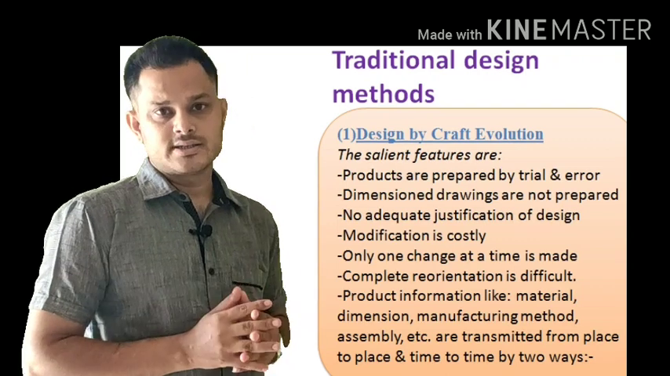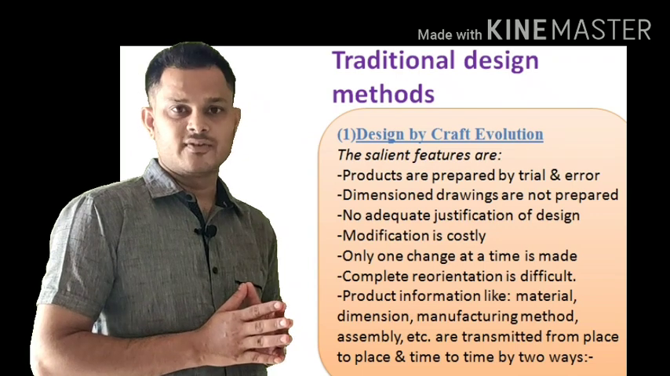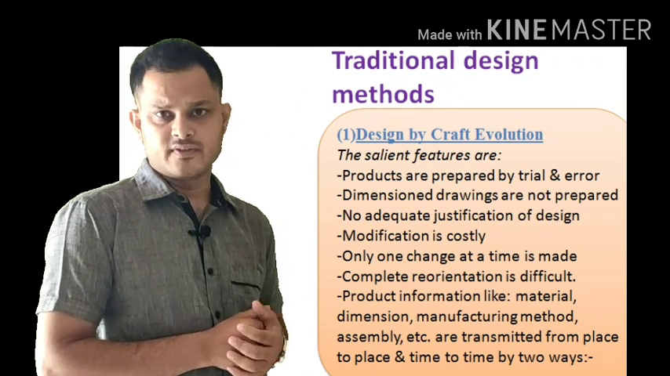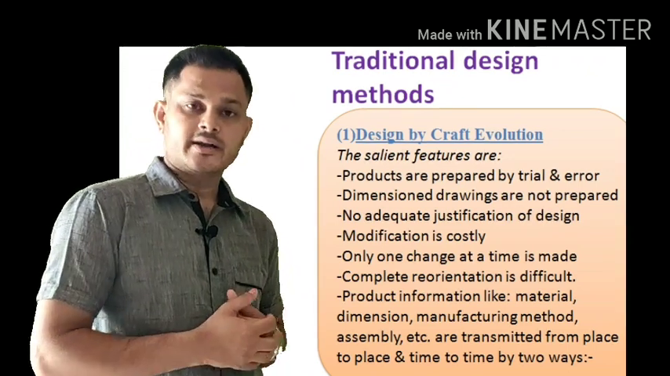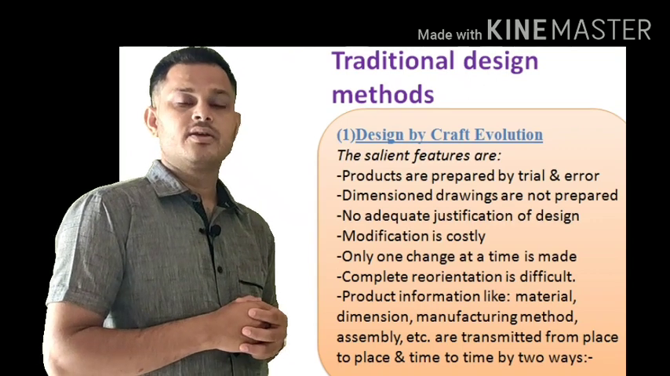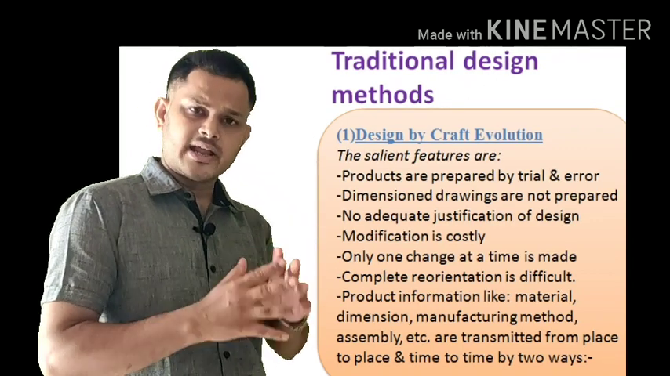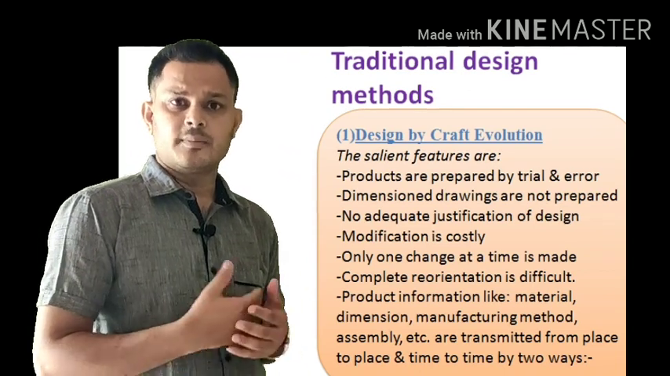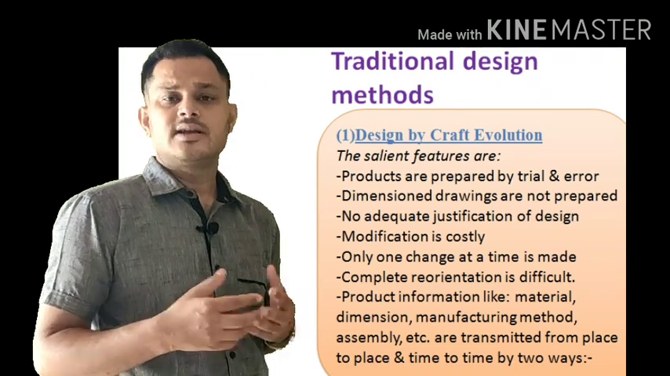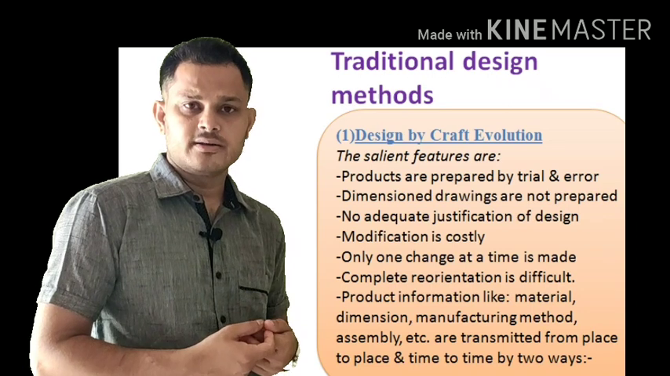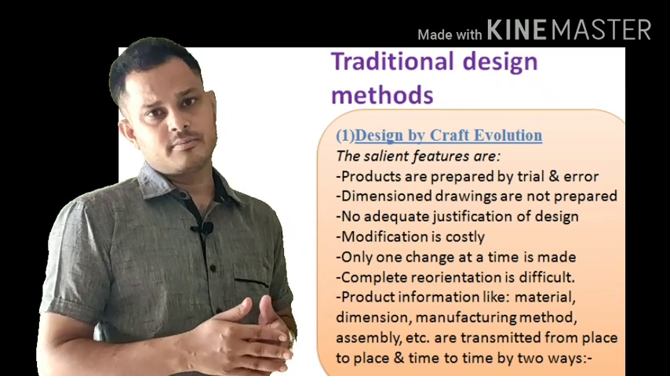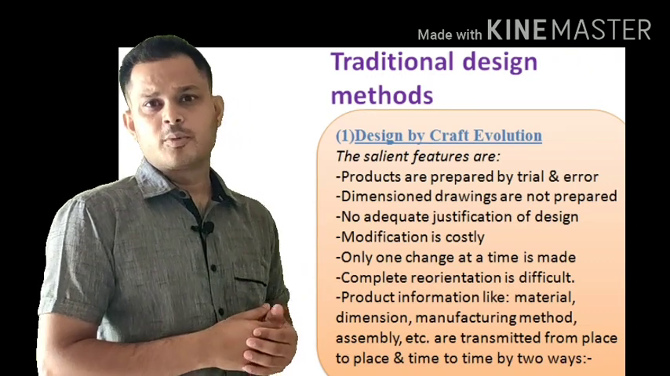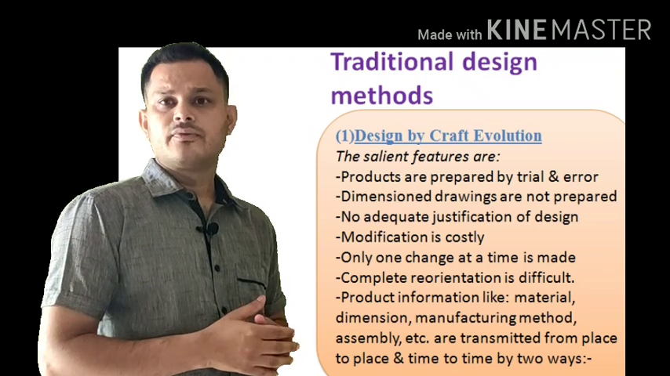Traditionally, we have two methods. First is design by craft evolution and the second is design by drawing. The salient features of design by craft evolution are: the products are prepared by trial and error method. That is, a product is prepared, directly manufactured, and after using it, after its application, we find that these are the things that need to be modified. So again, a new product is prepared considering all those corrections or the improvements that were needed.